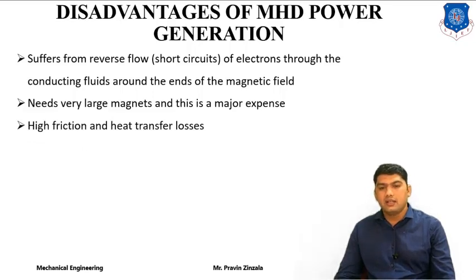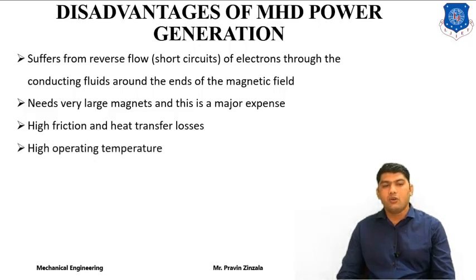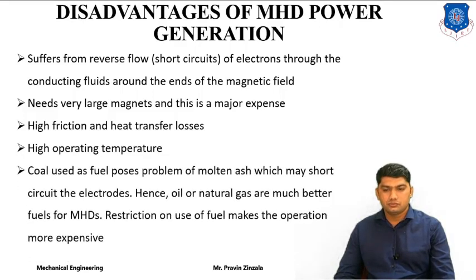High friction and heat transfer losses, because we are utilizing ionized gas at a higher temperature, so the losses will be higher. High operating temperature: near 2000 degrees centigrade is required, so it is a higher operating temperature.